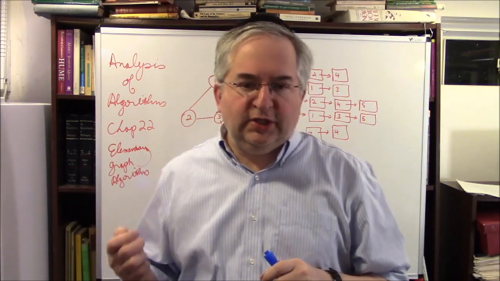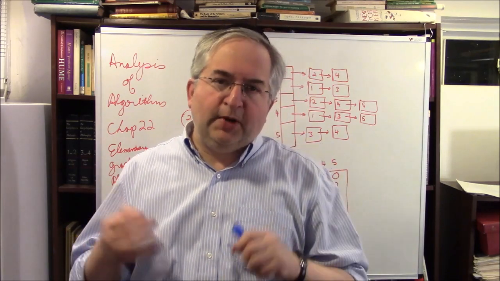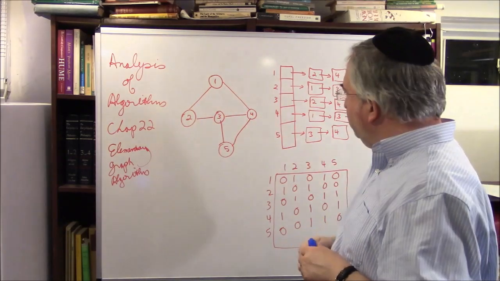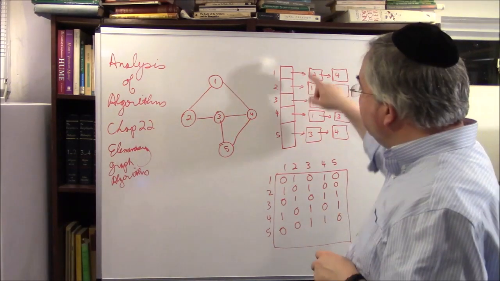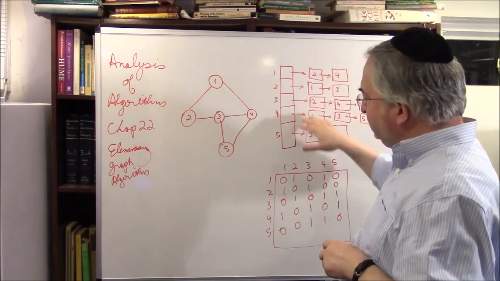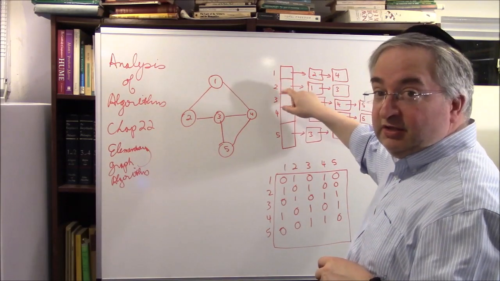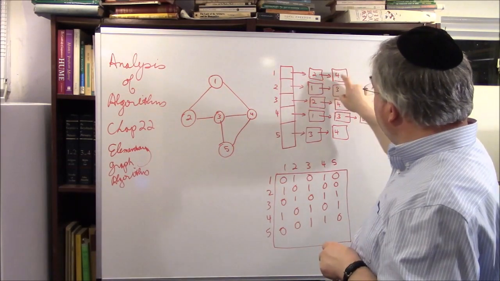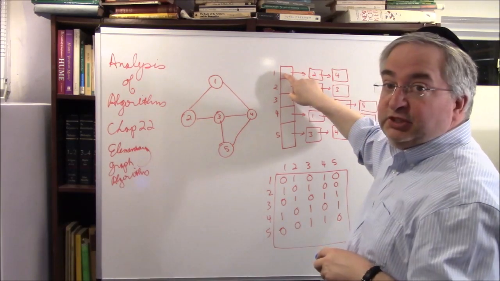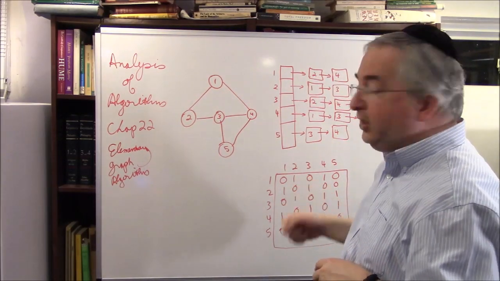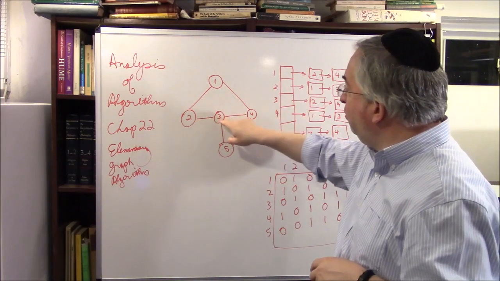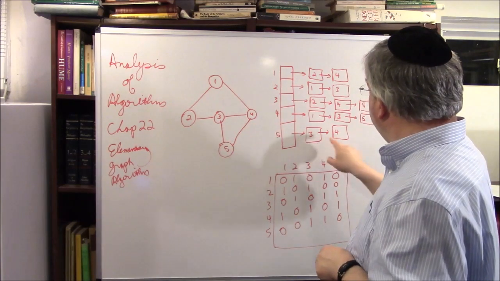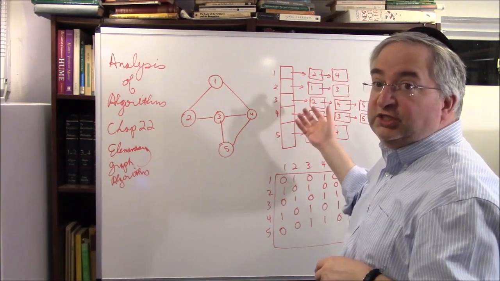You've seen this all in your data structures class, but I just want to get the notation down pat. If you have a simple graph like this with 5 points, you can represent it as an adjacency list, which is an array of linked lists. 1 is connected to 2 and 4, so at position 1 you have a linked list of all the nodes you're connected to. 2 is connected to 3 and 1 and 3. 5 is connected to 3 and 4. So this is an adjacency linked list.